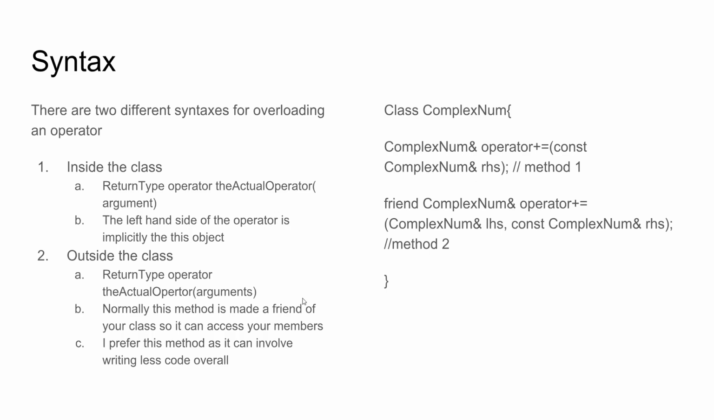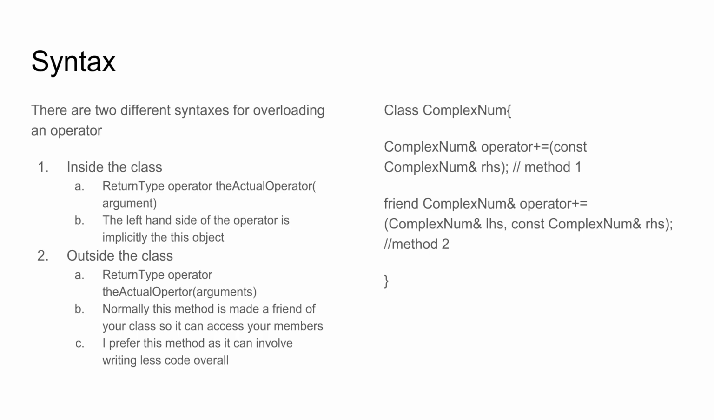If you want to do it outside the class, it's return type, operator, whatever the actual operator is, then arguments. This one is not a member of the class, so it's going to be taking two arguments. The first argument will be the left-hand side. The second argument will be the right-hand side of the operator. Or if you're a unary operator, you would just accept yourself.